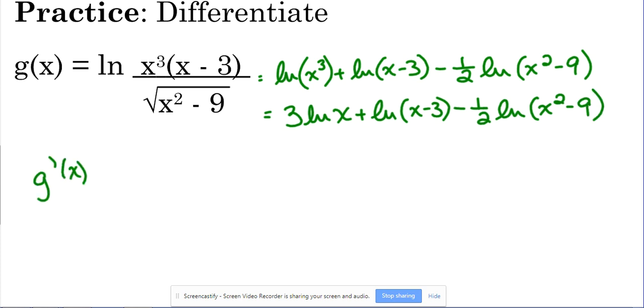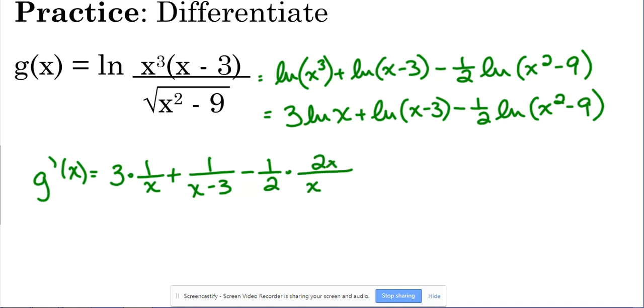G prime of x is 3 times the natural log of x, so 3 times 1 over x is its derivative, plus the derivative of natural log of x minus 3, which is just 1 over x minus 3. And then minus a 1/2 times the derivative of the inside here, which is 2x over what's inside.